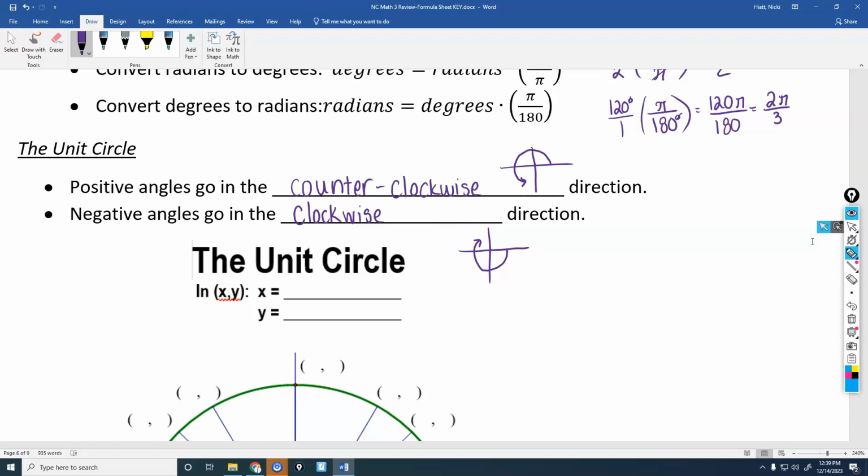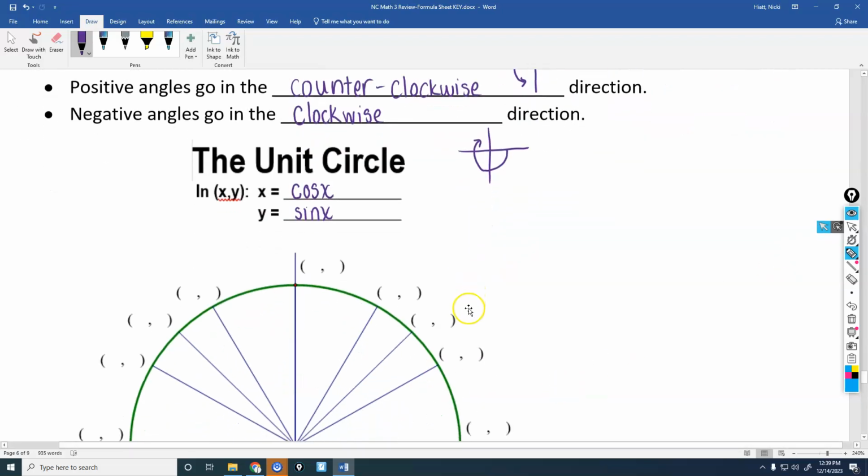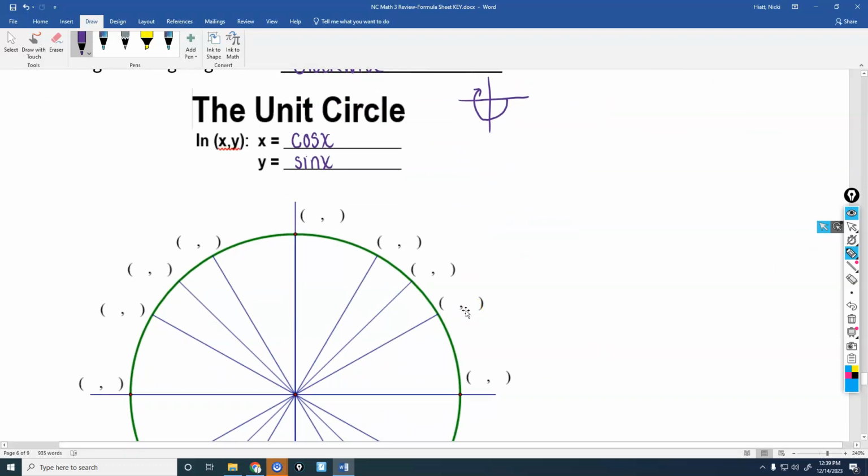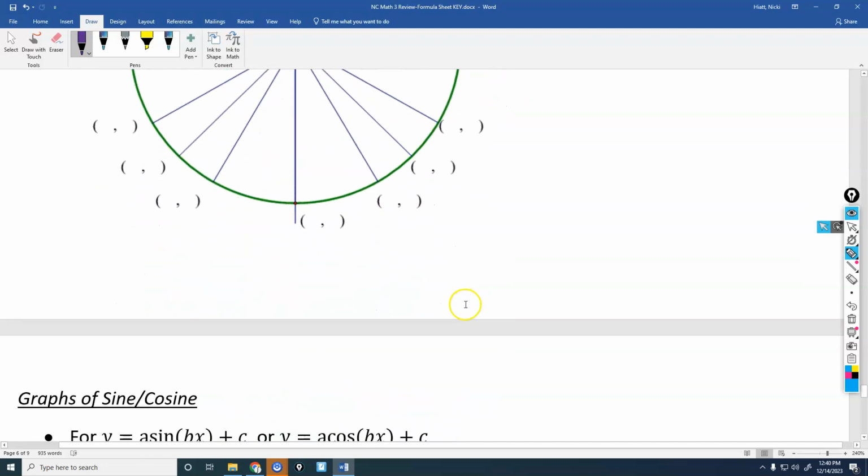Okay. Unit circle there is you can fill that out. Remember, let's go ahead and do this one real quick. That's cosine of x and sine of x. That's really important to know. And the unit circle, you can fill that out later if you would like. That's not a terrible thing to look at also right before your exam.